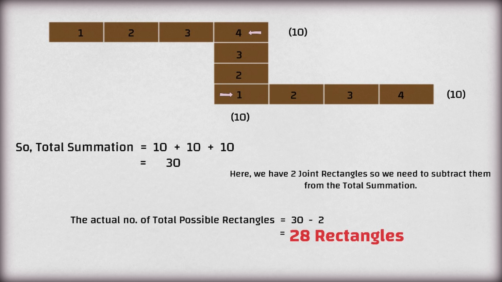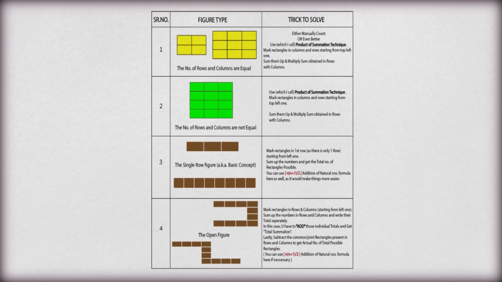But before concluding today's video, let's go to a summarizing table of this video. So these are the 4 types of problems that we encountered today. And the only trick most commonly used in these types of figures is using our summation technique. So whether it be type 1, type 2, type 3 or type 4, the main approach towards these questions is just number the rectangles from the first row and first column, calculate the total sum, add up those numbers separately, get the individual sums, and multiply the sums of column and row and get the total number of possible rectangles. Only in type 3 and 4 there is a little bit different approach.